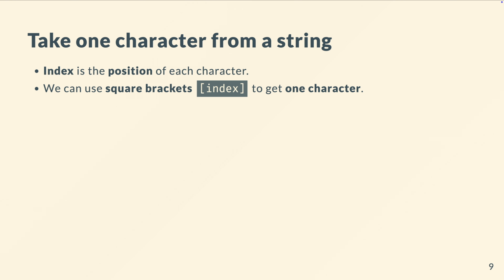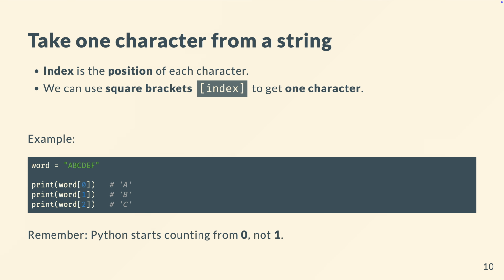Next, we take one character from a string. Each character has an index, which means its position. We use square brackets with an index to get one character. Here is an example with the text A, B, C, D, E, F. Word at index 0 is A. Word at index 1 is B. Word at index 2 is C. Remember, Python starts counting from 0, not 1.